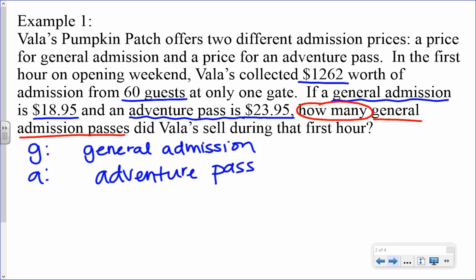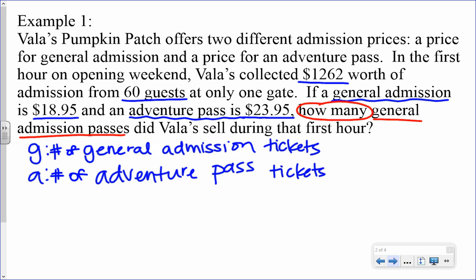Yes, Nick? So we're talking about number of tickets, okay? I want your variables to be a numeric description, okay? The number of general admission tickets and the number of adventure passes, okay? I want you to be specific, okay? Now, if you got really excited and you chose different letters for your variables, that's fine, okay? But I like that we're getting out of our X and Y comfort zone. Thank you for doing that, pod 1.